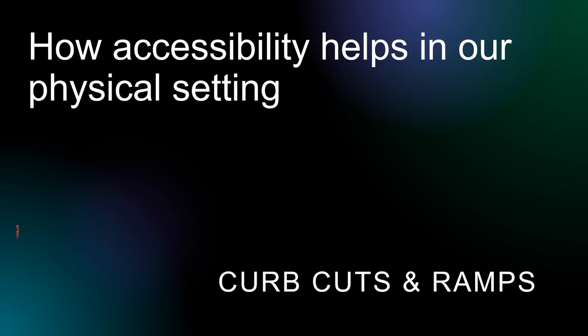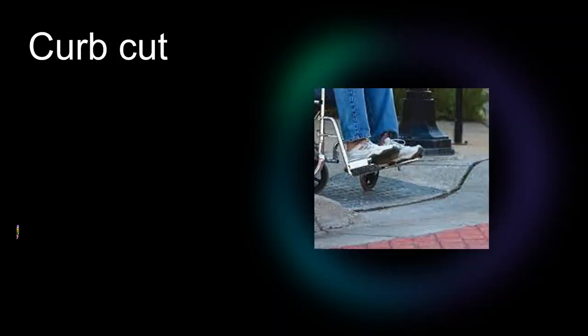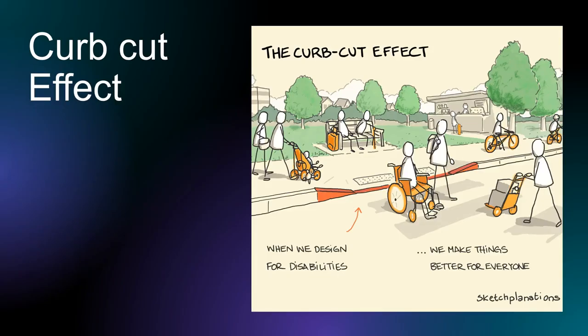How does accessibility help us in our physical setting? Curb cuts and ramps are one of those great things that we always want to look at. We've all seen a curb cut. It's that little divot in a road. We initially designed them for wheelchairs, so people who needed a wheelchair could get off the curbs very quickly. But when we design for disabilities, look at how much better we make it for everyone. Everyone can use the curb cut. We have people in wheelchairs, but also someone who's delivering packages, someone who's pushing a stroller, someone who has a suitcase or a bicycle. All of these people benefit.